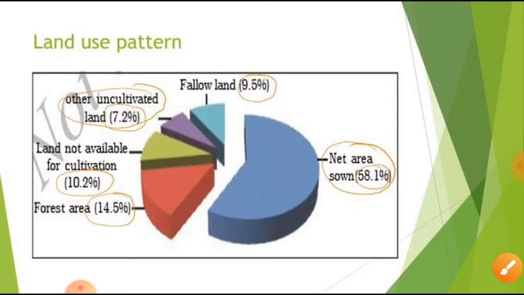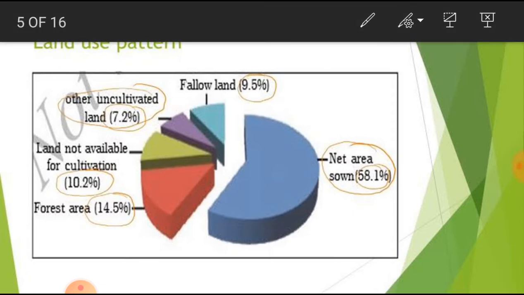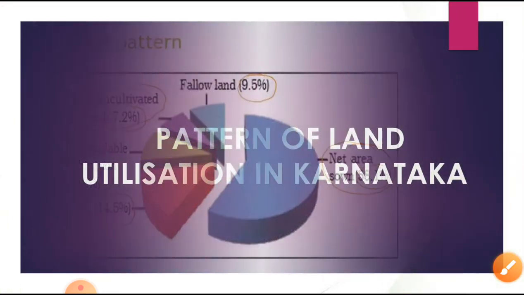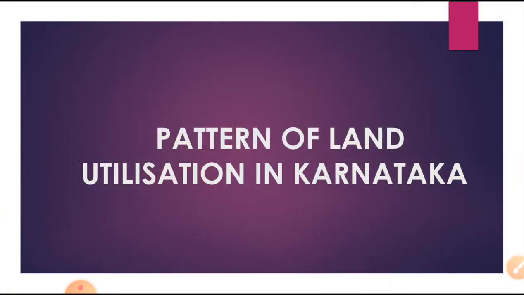Among these, net area sown, forest area, land not available for cultivation, these 3 should be more, and other uncultivated land and fallow land should be less, because we cannot expect any developmental works from fallow land and other uncultivated land. So this is about land utilization and pattern of land utilization.